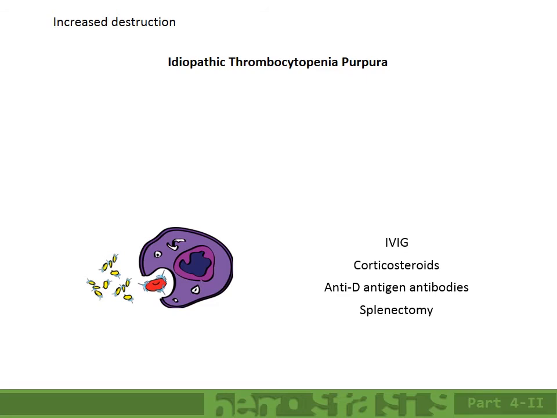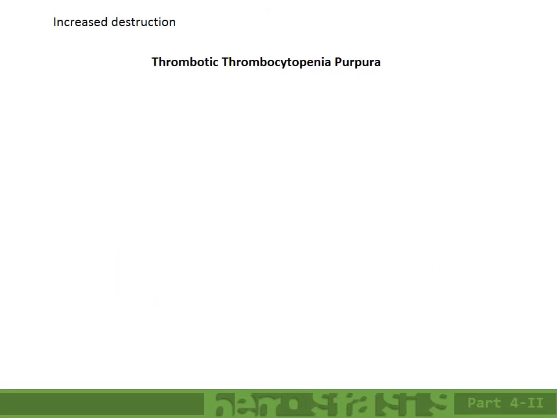Now, ITP should not be confused with TTP, or thrombotic thrombocytopenic purpura. Though their names are similar, they're actually very distinct both clinically as well as pathologically. What I mean by that is that TTP is actually due to excessive clot formation in the bloodstream, which is using up all of the platelets.